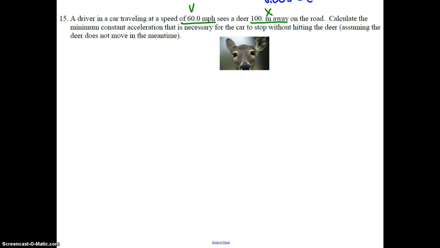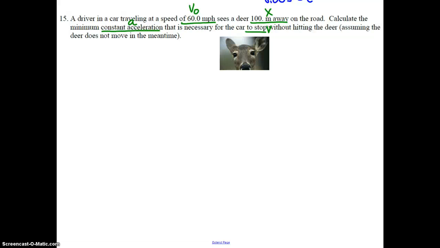Calculate the minimum constant acceleration, a, that is necessary for the car to stop. If it's going to stop, that means its final velocity is zero, that makes the initial velocity up here the 60 miles per hour, without hitting the deer, assuming the deer is not moving in the meantime. This picture of this deer is the definition of the doe or the deer in the headlights look. So we'll see if we can save the deer here.